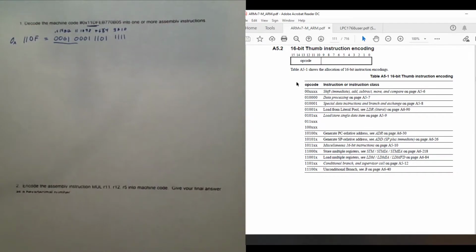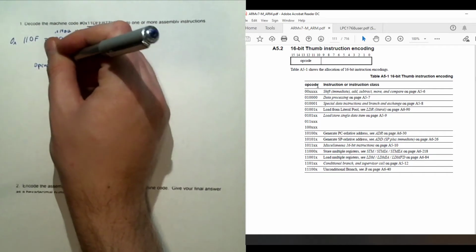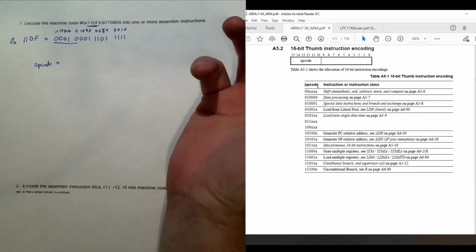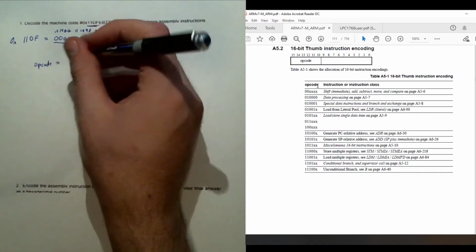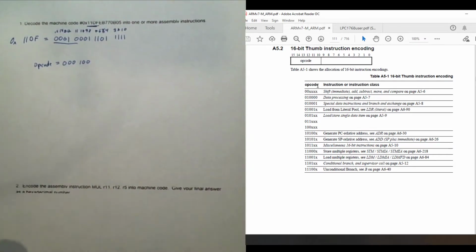So next, I'm looking at the opcode here. That's the only thing listed in this format, which means that's the only thing I care about, and you can see in the table that's all that's listed here. So the opcode is going to tell us where to go next. Our opcode is going to be the first 6 bits here. 15, 14, 13, 12, 11, 10 is 6 bits. So I'm going to write down 000100 as my opcode.